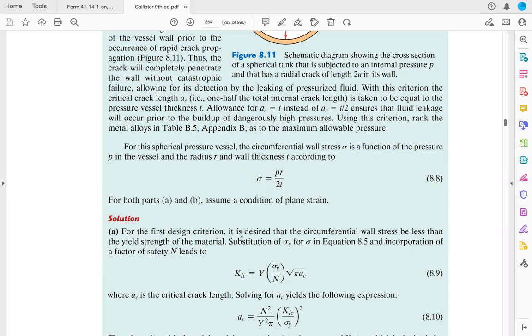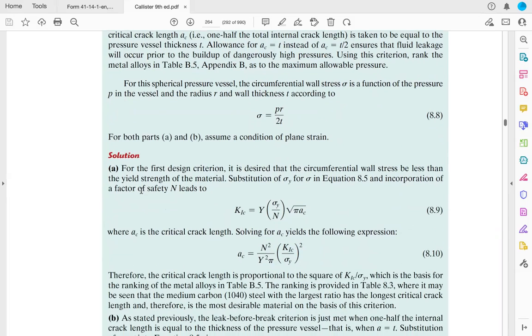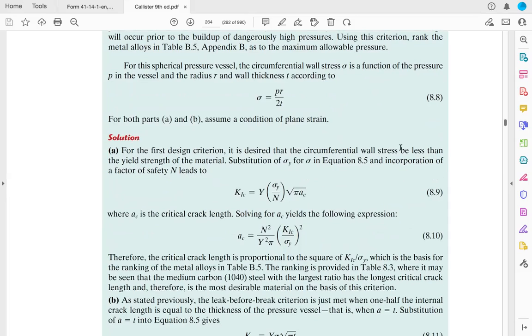Okay, so for the first criterion, we want the wall stress to be less than the yield strength. We don't want the stress to be more than the yield strength, because then the material will undergo plastic deformation, and we want to avoid that. Using the equation, we can also add a factor of safety.